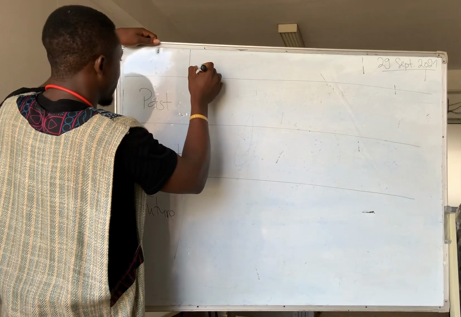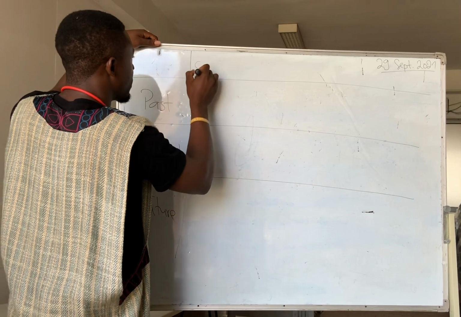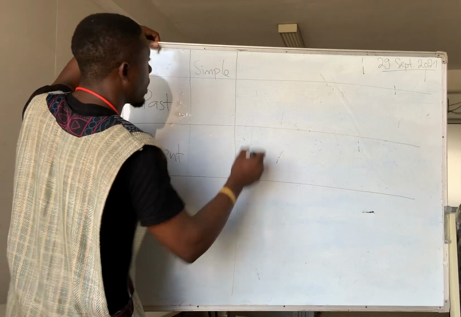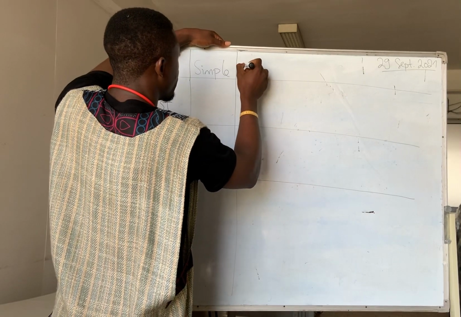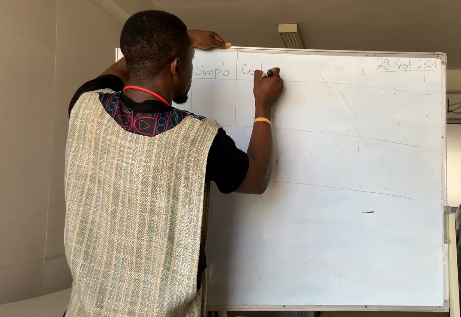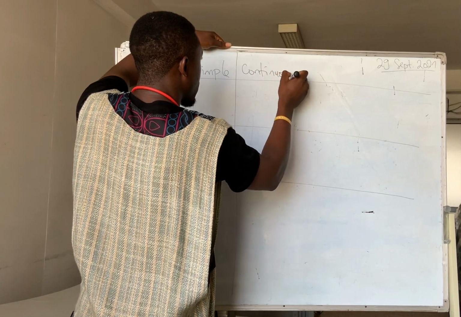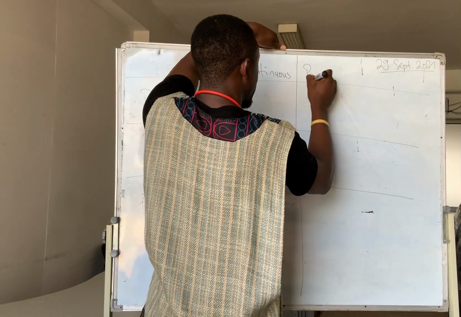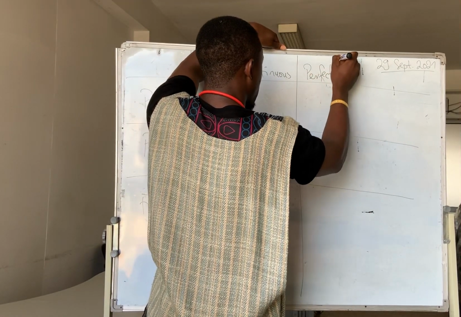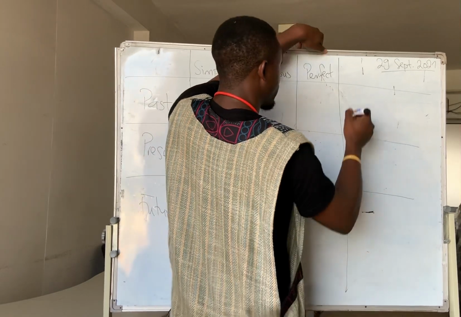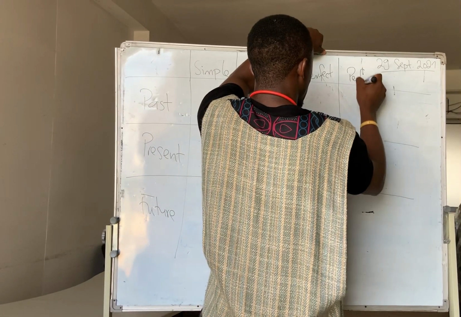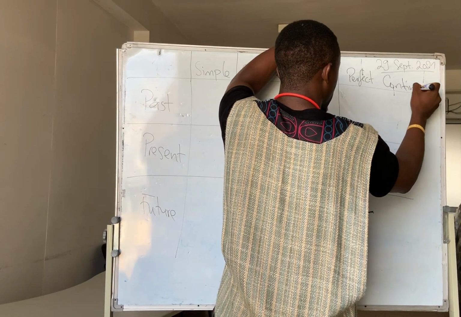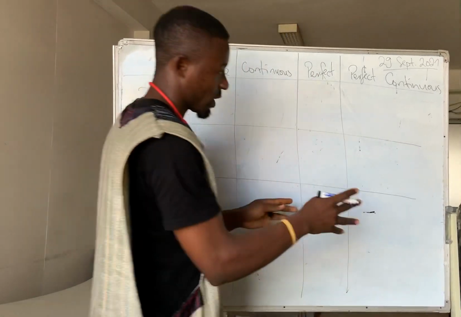So first of all, we have here the simple, let's roll a line down. We have the continuous. Let's roll some of the line down. We have the perfect. Roll the last line down, and we have the perfect continuous, which has the last box.